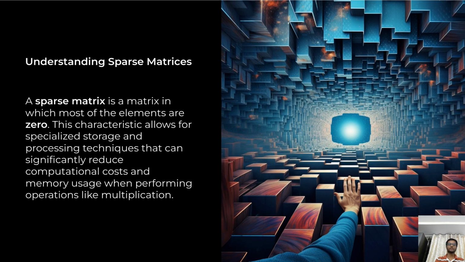Understanding sparse matrices. A sparse matrix is a matrix in which most of the elements are zero. This characteristic allows for specialized storage and processing techniques that can significantly reduce computational costs and memory usage when performing operations like multiplication.